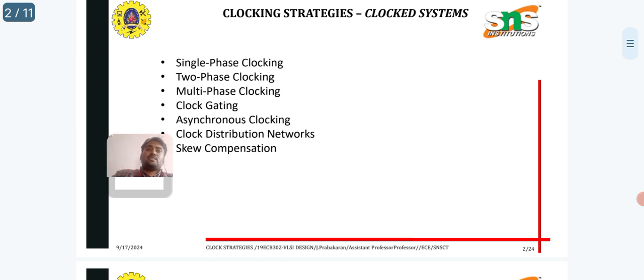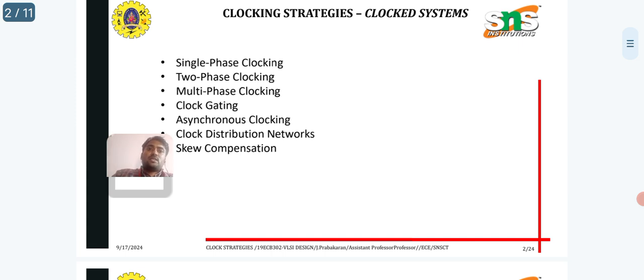And it has some disadvantages. It requires careful design to ensure that the two clocks don't overlap. There is more complex circuitry due to the need of generating and distributing two clock signals.